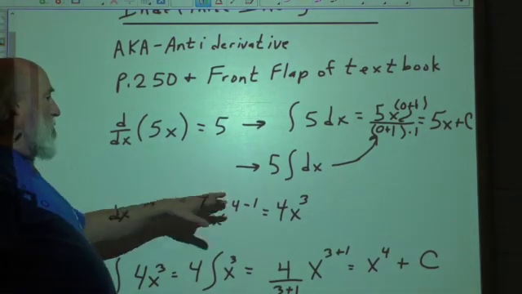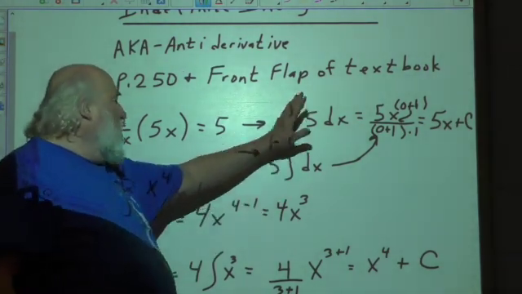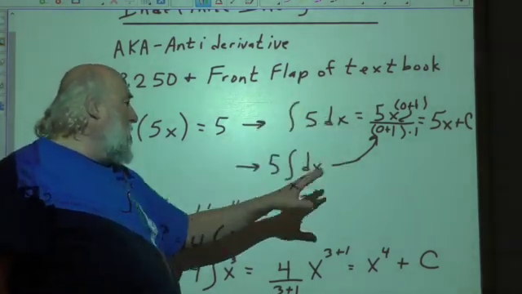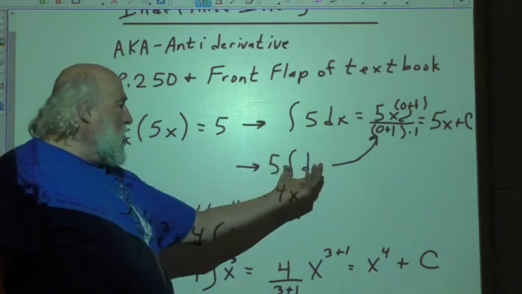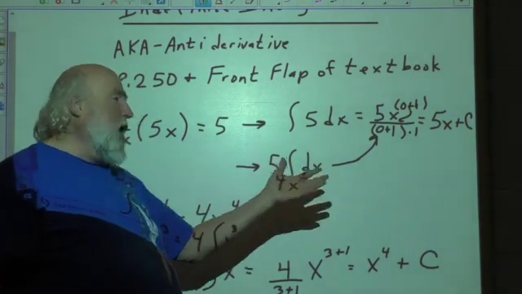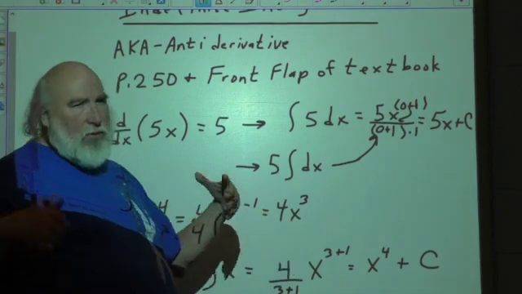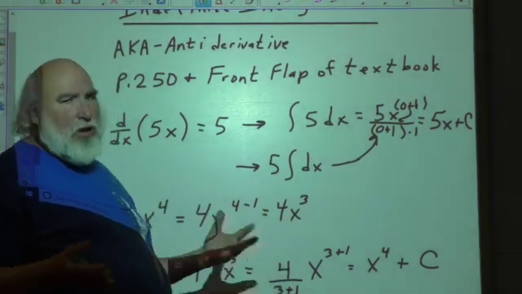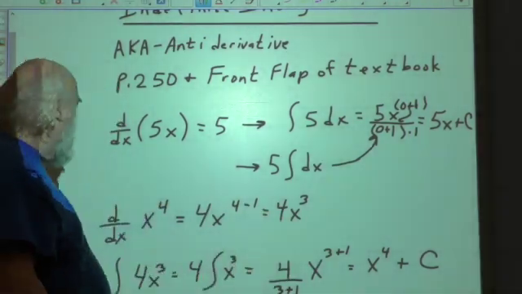Okay? Now, we could have also expressed this as this. If we're trying to find the integral of 5 dx, we bring the 5 out and just do the work on the dx, and we know that dx is going to have the same thing. If it was the derivative of x, that means we started with x. Okay?